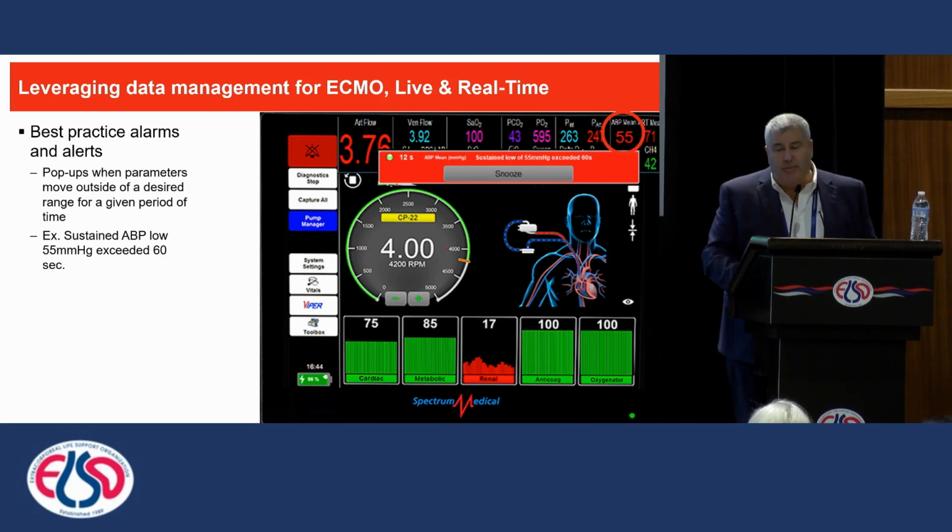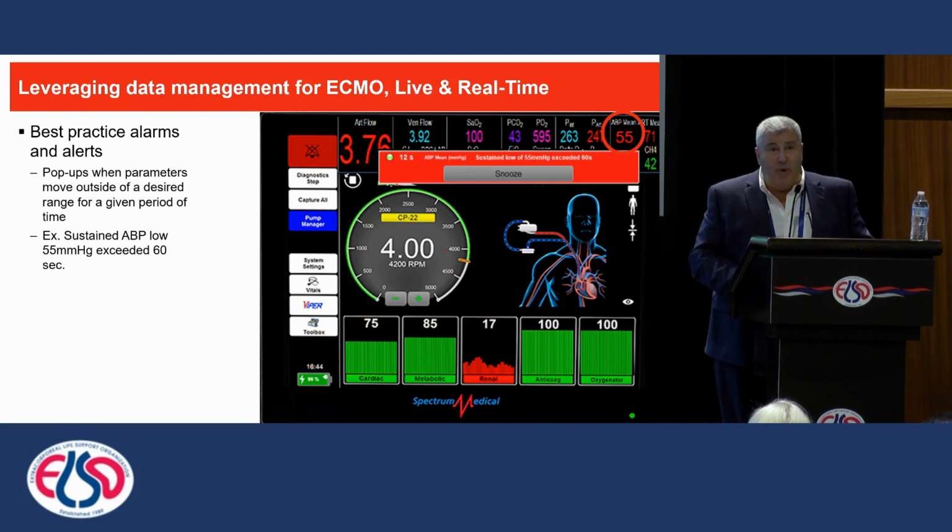So the first one is best practice alarms. These are pop-up alerts that happen at the bedside to tell us that something's moving in a range that we're uncomfortable with. In this particular instance, we get a pop-up that says, hey, Jimmy, your blood pressure's been below 60 for more than 60 seconds. You should probably address this. And these alarms stay on the screen until we address them, so we can help take care of folks in a better fashion.